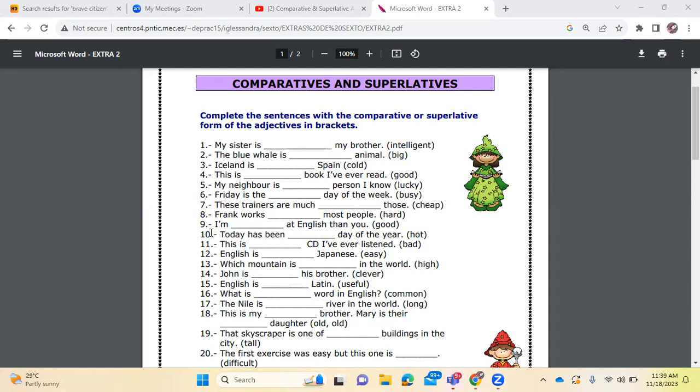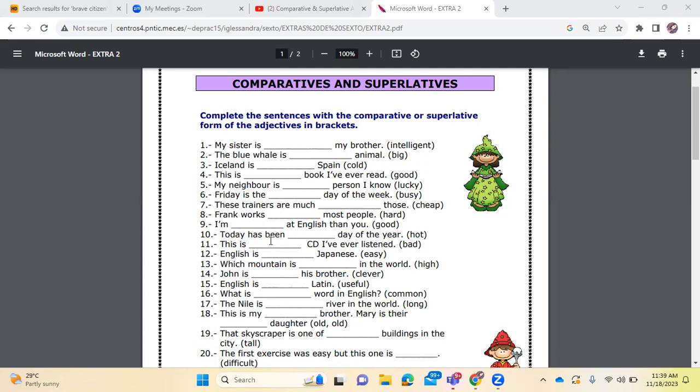Number 9. I'm blank at English than you. There is a comparison here. I and you. We are comparing me and you. I am better at English than you.